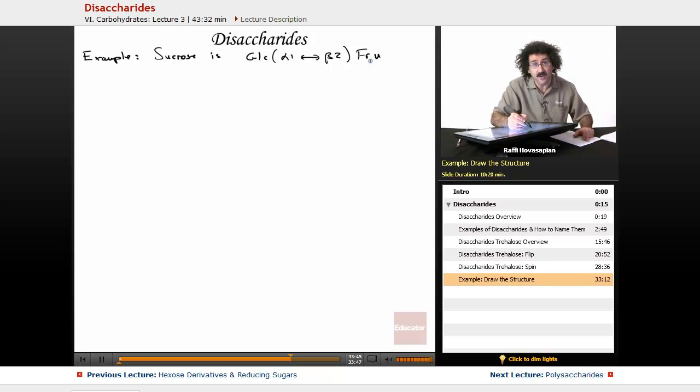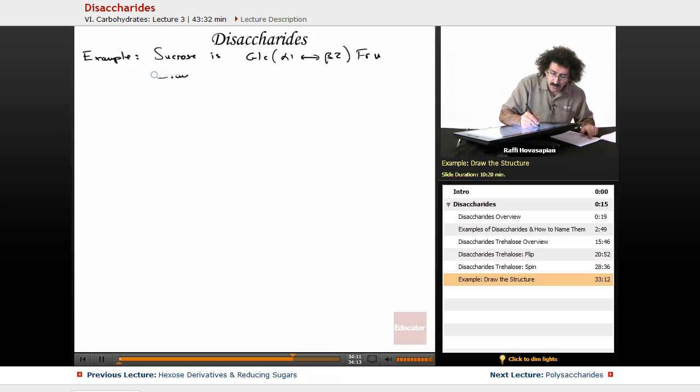So glucose is a hexose, it's a 6-membered sugar. Fructose, remember, is a 5-membered ring sugar. The connection between the two, the glycoside bond that connects them, connects the anomeric carbon, which is alpha, and the number 2 carbon, which is beta configuration on the fructose. So let's go ahead and draw out the structure. That's our assignment. This is what we want to do.